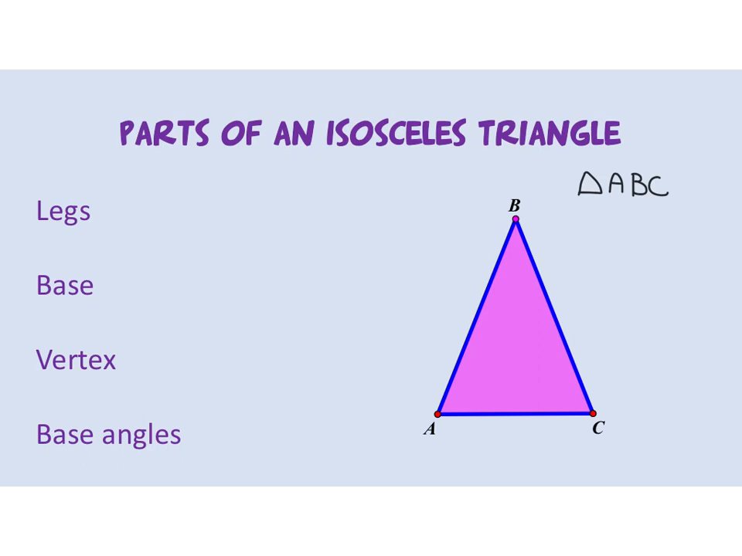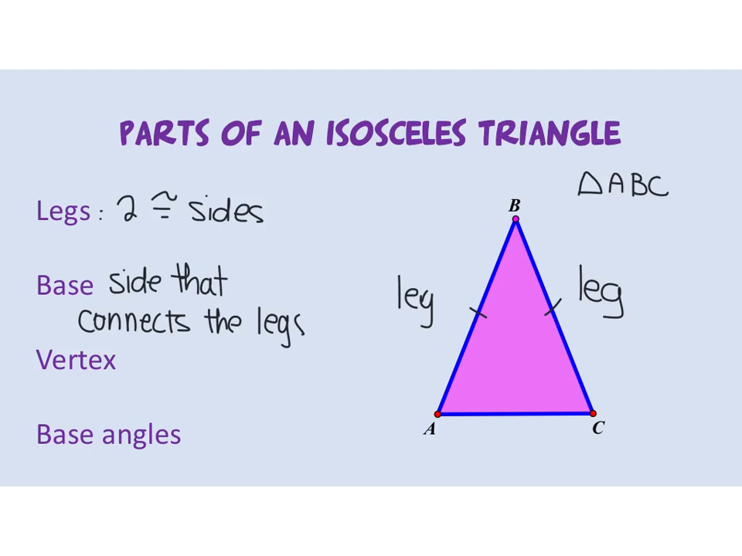All right, so an isosceles triangle has what are called the legs, and the legs are the two congruent sides. So the two congruent sides, we call those the legs. The base is the side that connects the legs. Or you could also call it the non-congruent side. Okay, so every triangle has three vertices. Vertices is the plural of vertex. So in this picture, you could say A is a vertex, C is a vertex, B is a vertex.